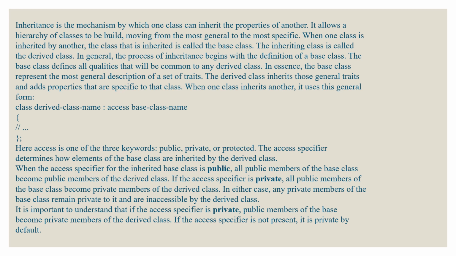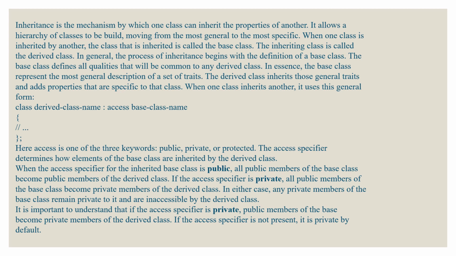So through the inheritance concept we generally move from most general to most specific. When one class is inherited by another, the class that is inherited is called the base class, and the inheriting class is called the derived class, as we already saw. Now we are going to see how we will write this in a program.